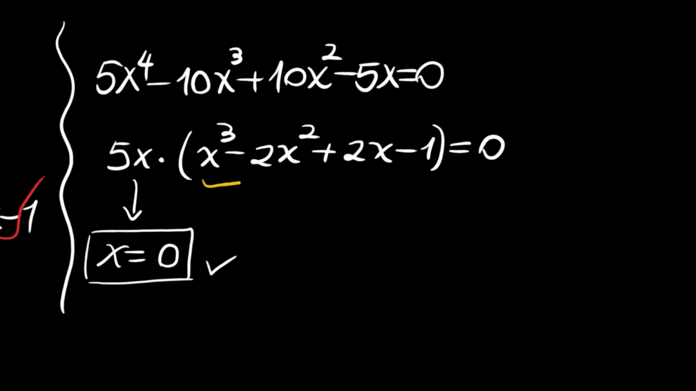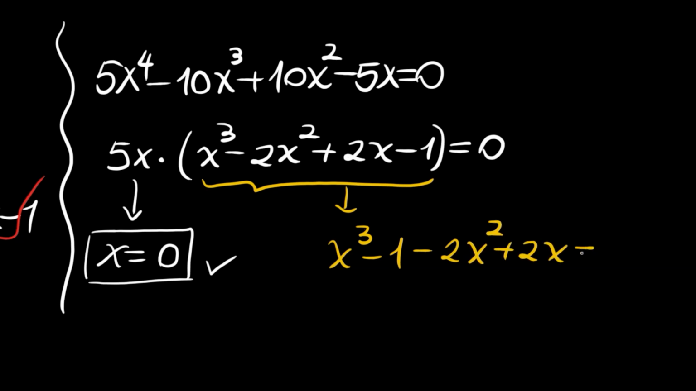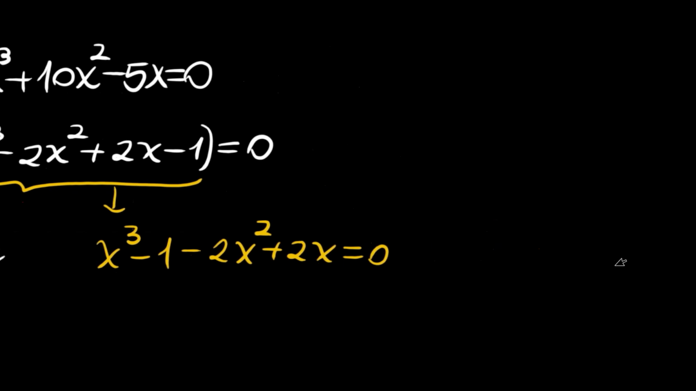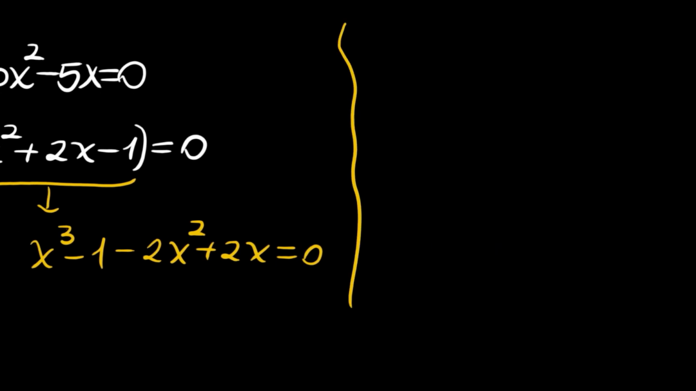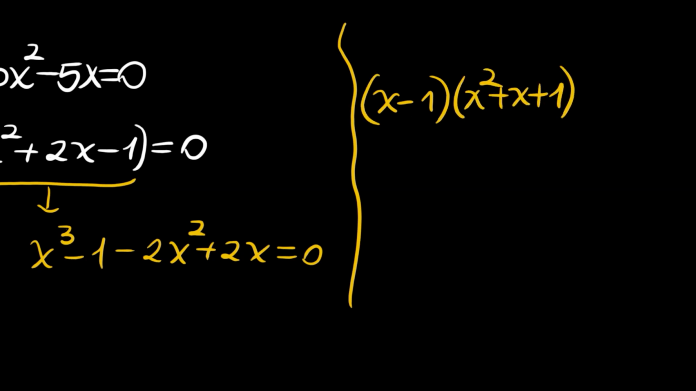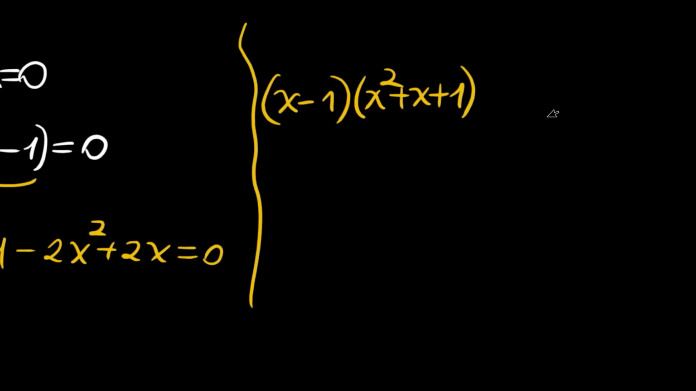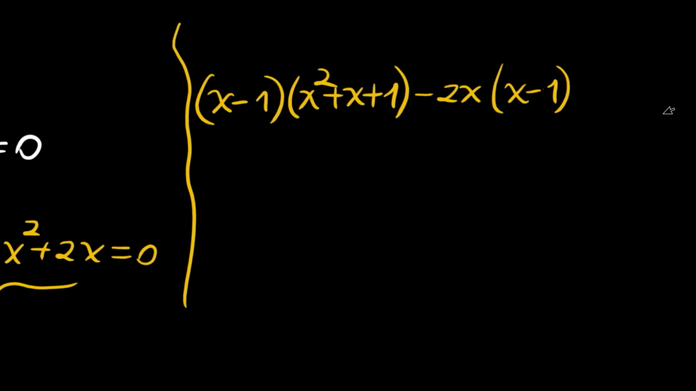This can be solved by factoring like this. We have x cubed minus 1 minus 2 times x squared plus 2 times x. This is equal to 0. Now x cubed minus 1 can be factored into (x minus 1) times (x squared plus x plus 1), and in the second part here we can factor out a minus 2x. We will have x minus 1 again, and this is equal to 0 now.